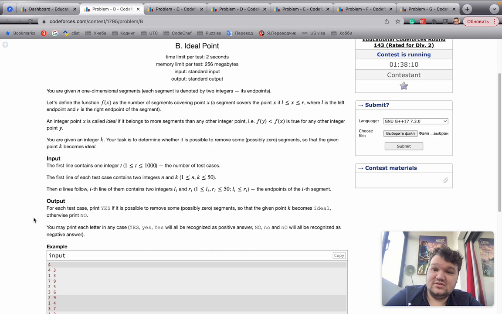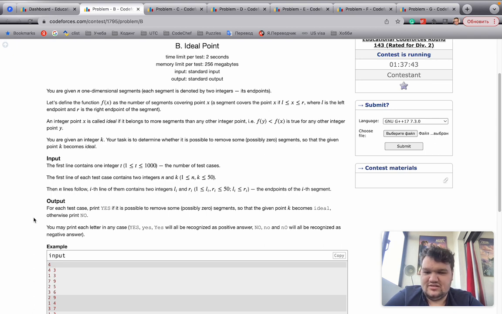Remove. So it is kind of stupid to leave segments that do not contain the given point, because removal of that segment can only decrease the value of f in some other points. So removal of that segment is always a good operation.